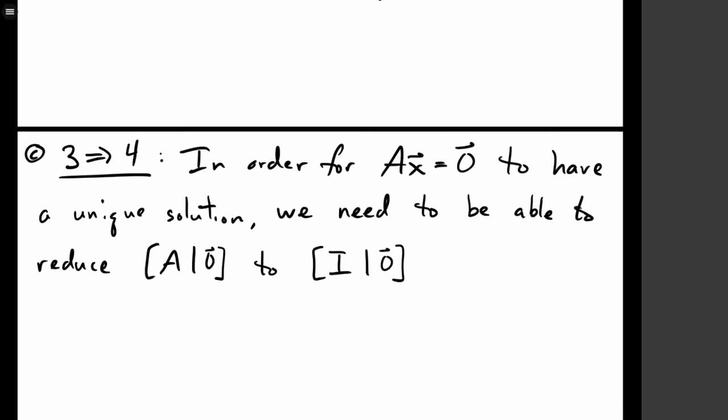This is the only way for a system of equations to have one solution, is if we get the identity matrix over here. Okay? But since we now have the identity matrix over here, well, how do we reduce this to this, right? Well, we do this via row operations.